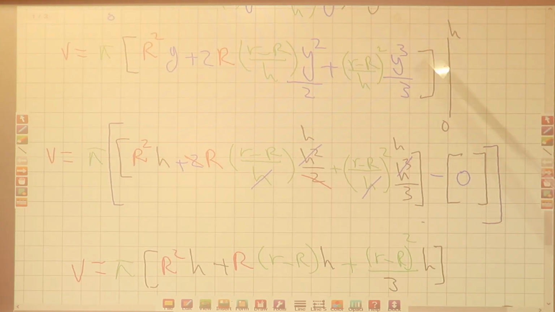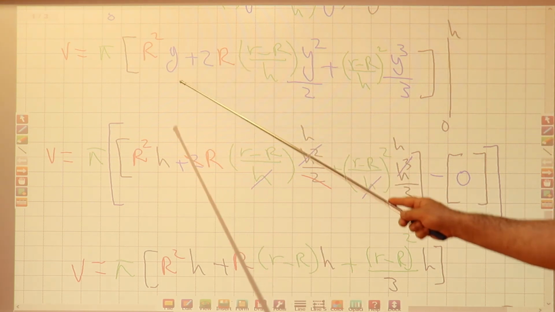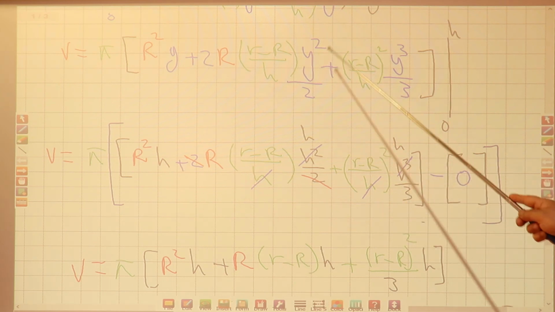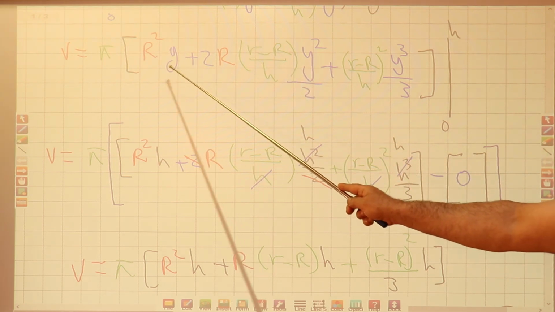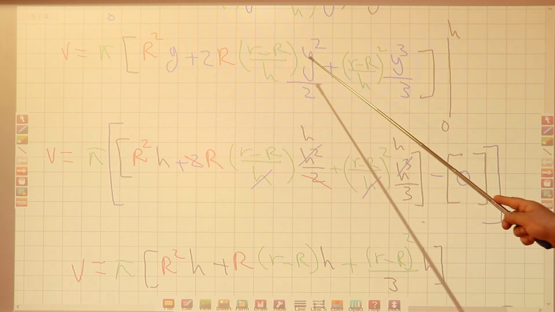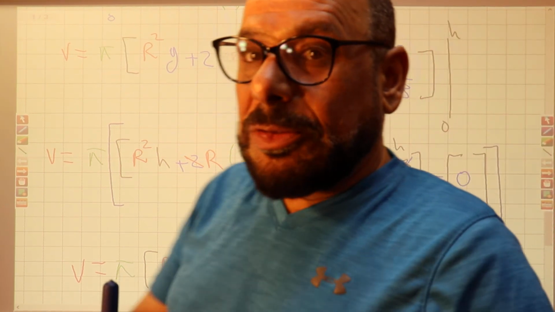Now you plug in the h and the 0. Whatever you have y, you change it to h. Here h squared, and h cubed over 3. After this step, minus 0. Look here, when you plug in 0, because here we have y, r squared times 0 is 0. Zero times anything is 0. This term is 0.